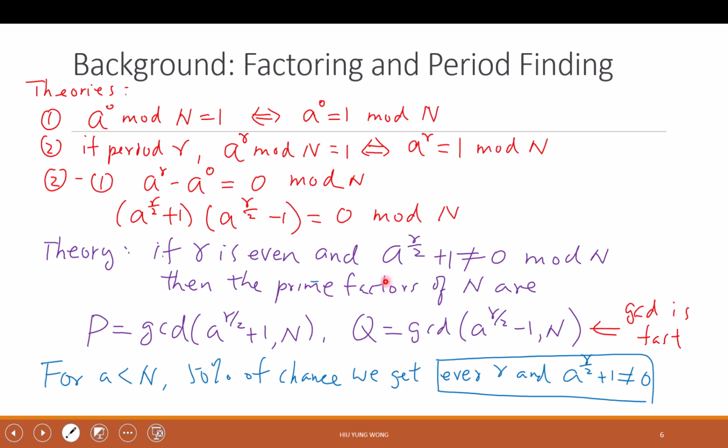Right? So how often do we get this? 50% of the chance, which is good. Because if I have an algorithm to help me find the period very fast, even if I don't have this every time, but I have 50% of the chance that I have this, then I can find the P and Q very fast also. Okay, so I am sure that you don't know what I'm talking about so far, right? Which is okay. I will go back again to give you a big picture later. But for now, let's just play with the GCD.